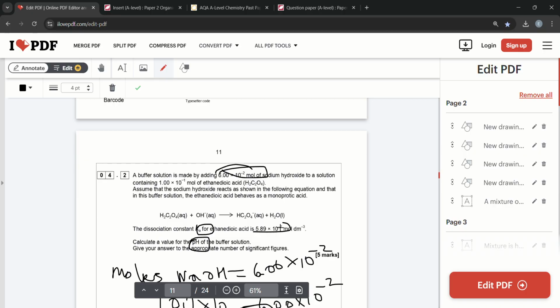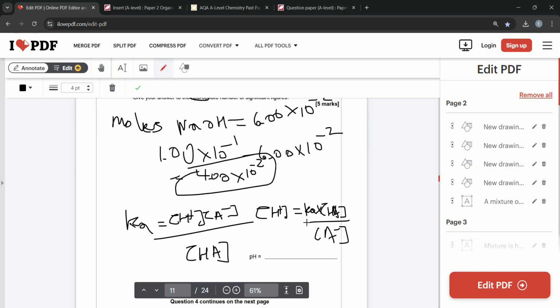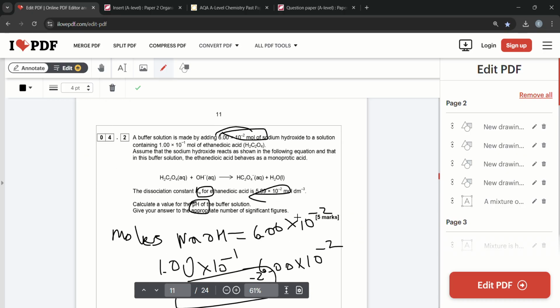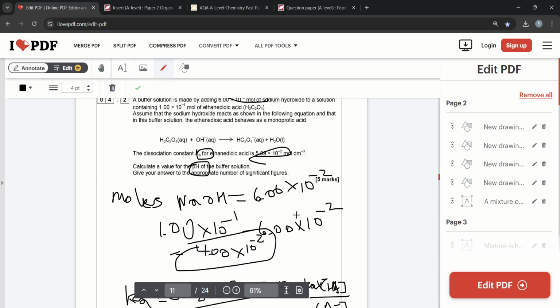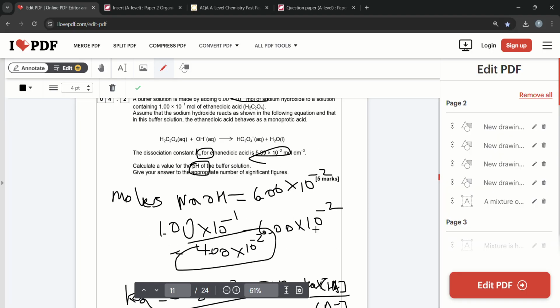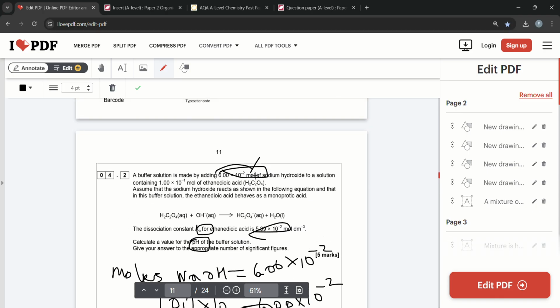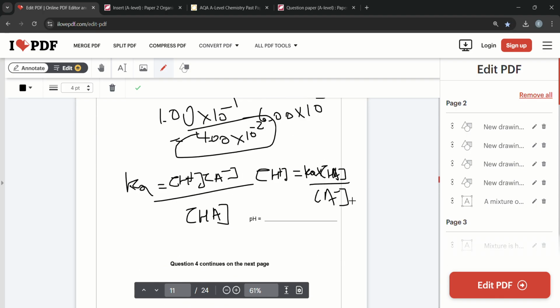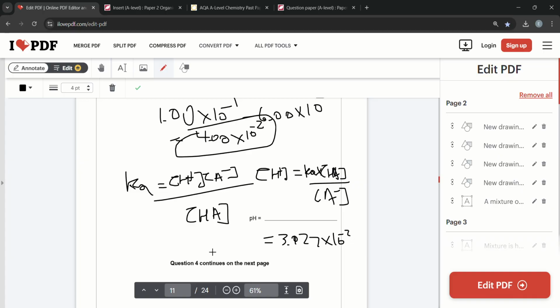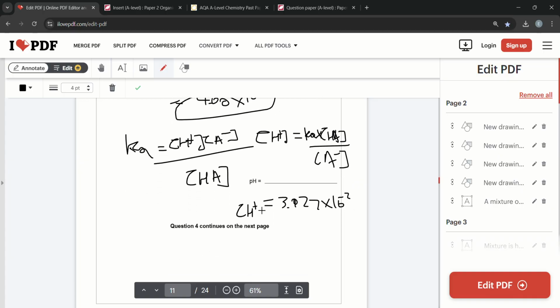I know Ka is 5.89 times 10 to the power minus 2. I know HA is 4.00 times 10 to the power minus 2 moles, and the concentration is moles divided by the volume, so divided by V. And A- is 6.00 times 10 to the power minus 2, from the OH- reacting, divided by volume. Obviously the volumes cancel out, and we're left with 3.927 times 10 to the power minus 2. That is the concentration of H+ ions.